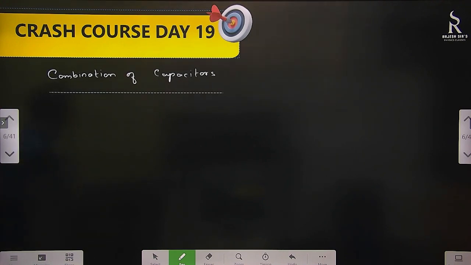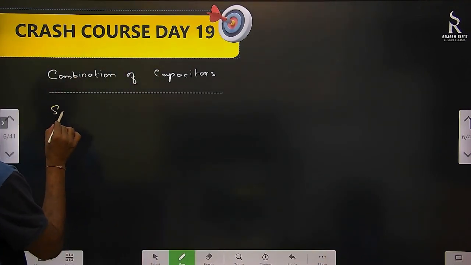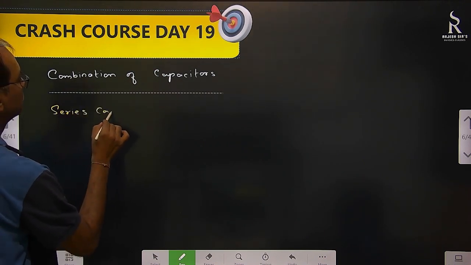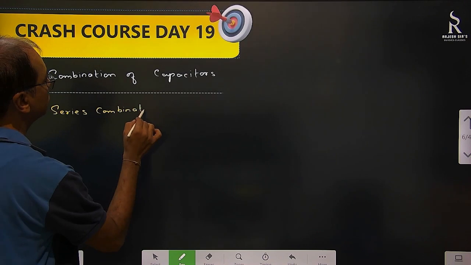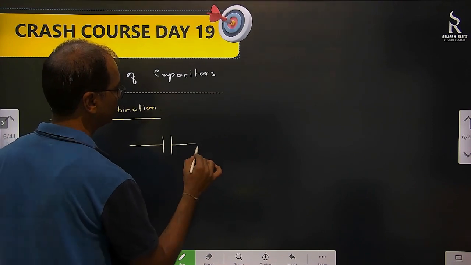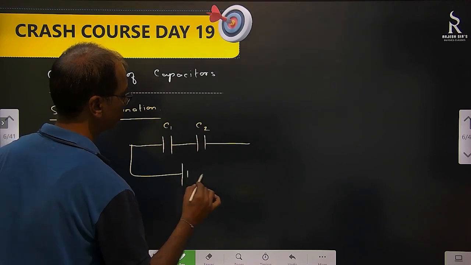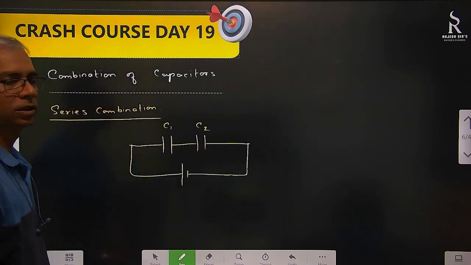Now we have combination of capacitors. Series and parallel combination. So let's see them. Series combination. Series combination is this. C1, C2, and it's connected with a battery. Now what happens in this one?